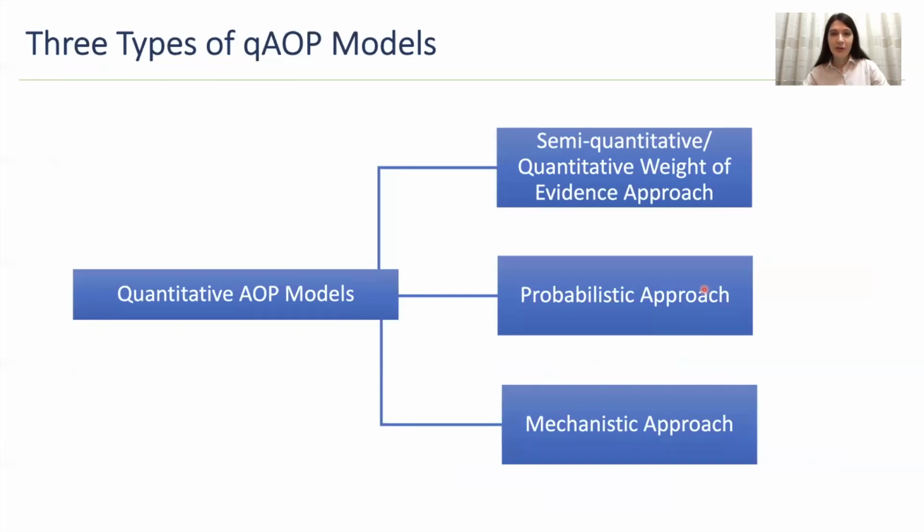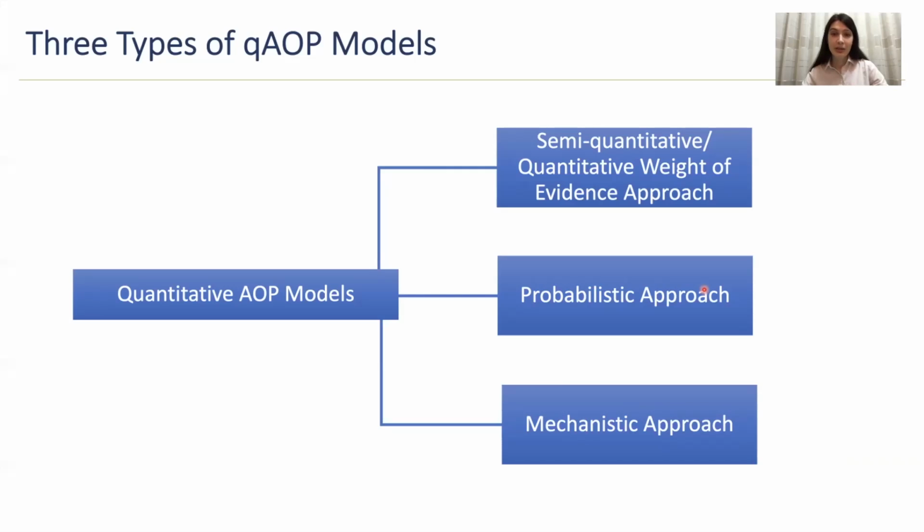At present, there are 3 computational approaches proposed to quantify AOPs. It includes a semi-quantitative weight of evidence approach that quantifies the level of maturity, the level of confidence in the qualitative AOP based on the Bradford-Hill considerations, also using a scoring system, for example. Of course, this can also incorporate other types of criteria, not only Bradford-Hill criteria. The other 2 approaches are the probabilistic and mechanistic ones.